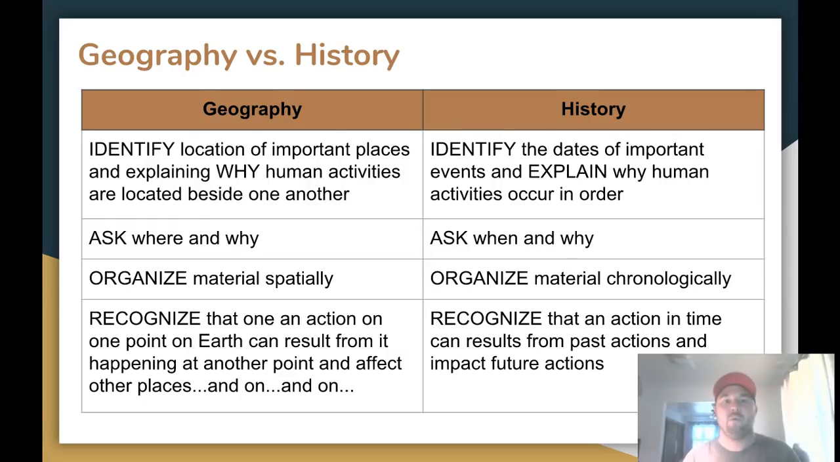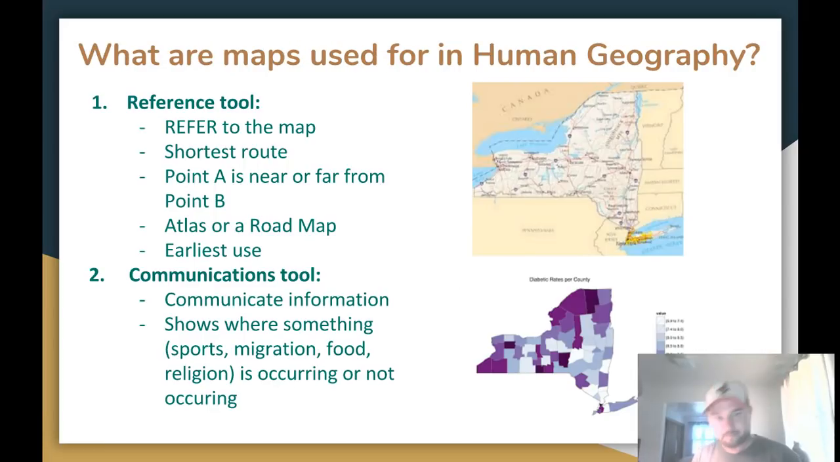Moving on, again, the difference between geography and history: the where and why for geography, whereas history asks when did it happen and why did it happen. It's more of chronological order, and geography is more organized spatially across the earth. So they would look at a timeline in history. In geography, we're going to look at a map and see where things are happening and where they are not in the world.